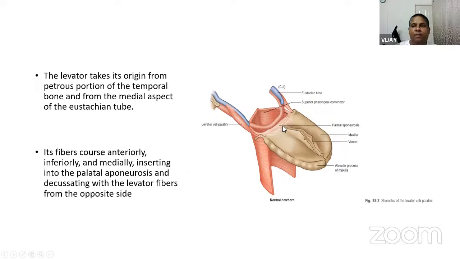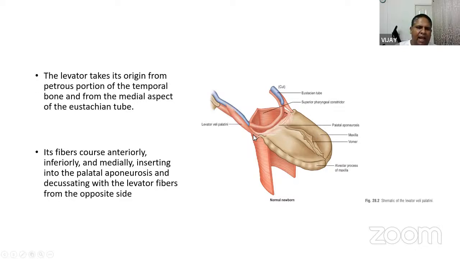Out of which the levator palati is the most important for speech, and it takes origin from the petrous part of the temporal bone and from the medial aspect of the eustachian tube. You can see here, this is the eustachian tube, and the levator palati takes origin from there. It courses anteriorly, inferiorly, medially.